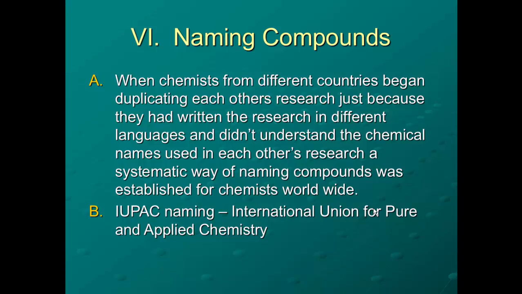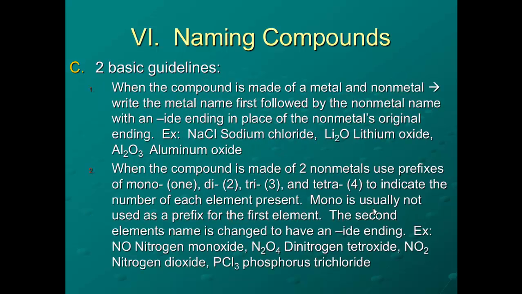And they did that. It was called the IUPAC naming system. IUPAC stands for International Union for Pure and Applied Chemistry. And there are two basic ways that they name compounds that we'll be working with in this class. There are two kinds of compounds. One is called ionic, and the other one is called covalent.